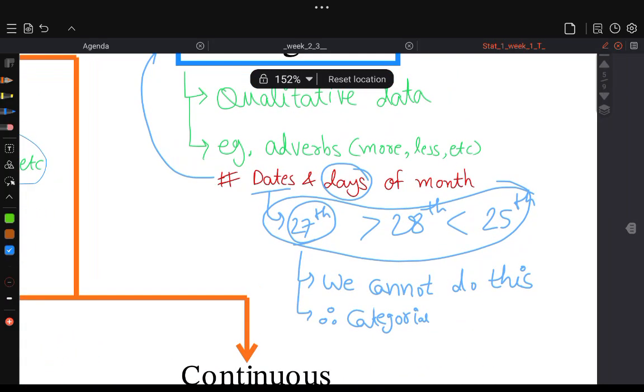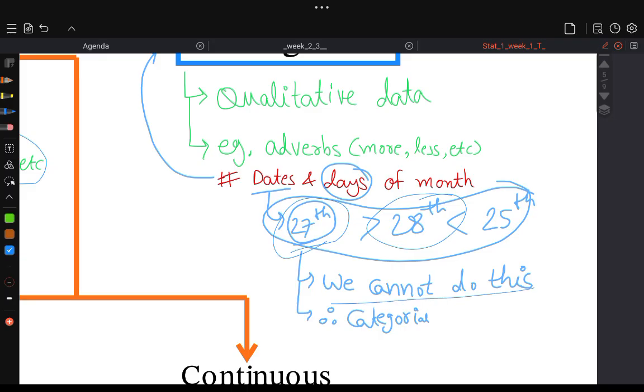days are generally Monday, Tuesday, so it will be categorical data. For dates, consider 27, 28, 25. We cannot say 27 has greater precedence than 28 or 27 is greater than 28. It will not make any sense, right? They are just allotted to days. They are the numbers that are allotted to certain days. So we cannot say a day is greater than another day, right? So it will be categorical.